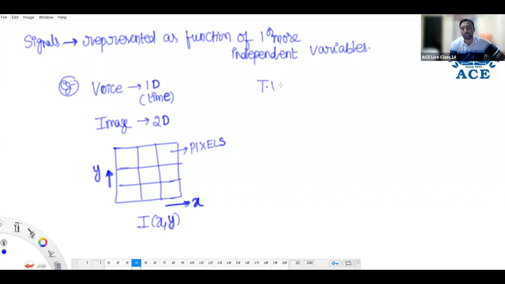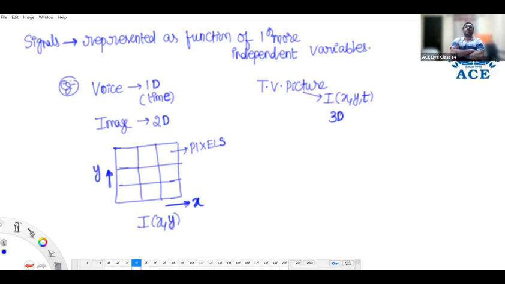Whereas if you take a normal TV signal, here the intensity or brightness is varied with respect to two spatial and one time coordinate. So it is three dimensional. Like that, signal is multi-dimensional. For a signal, we can take a minimum of one independent variable or more than one. Normal speech signal is one dimensional, image is two dimensional, TV signal is three dimensional.